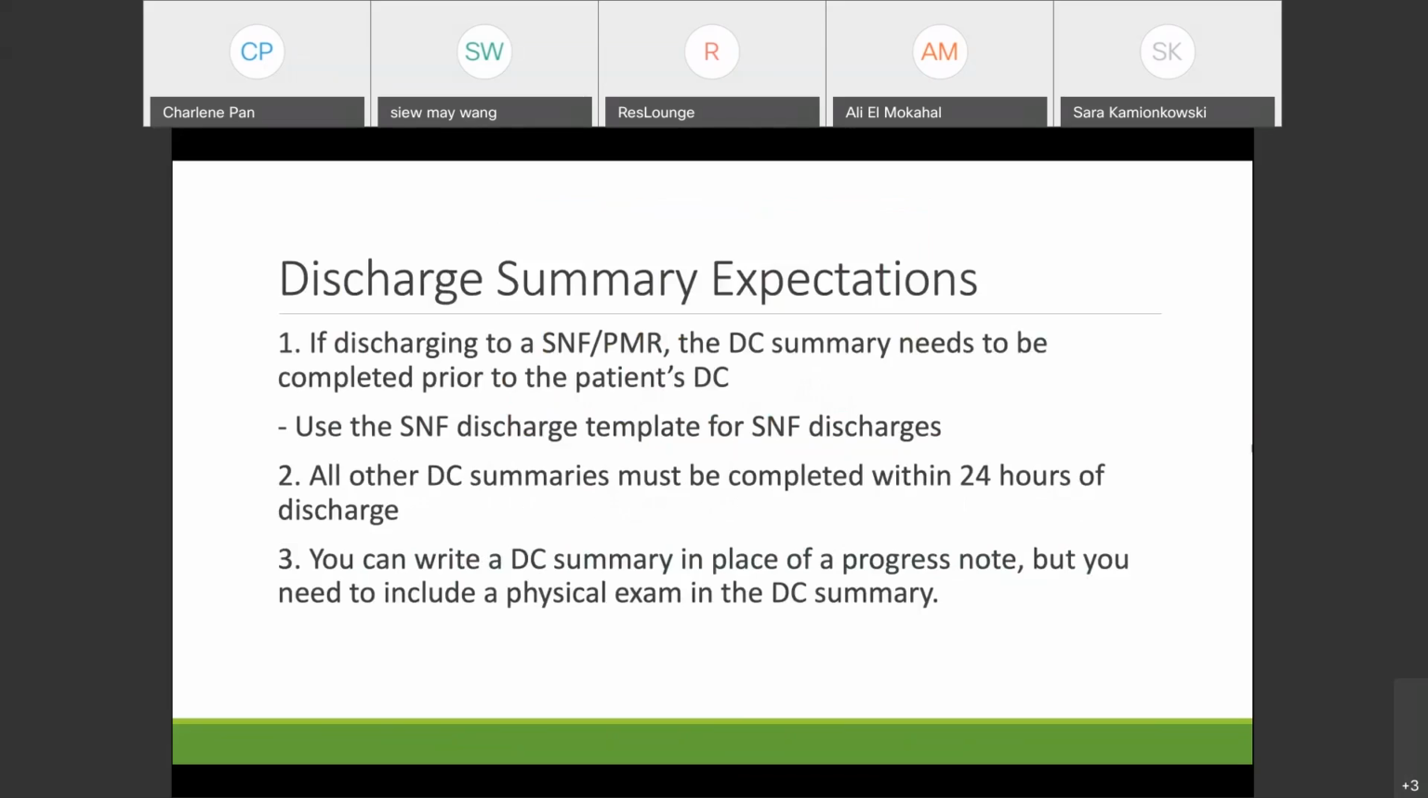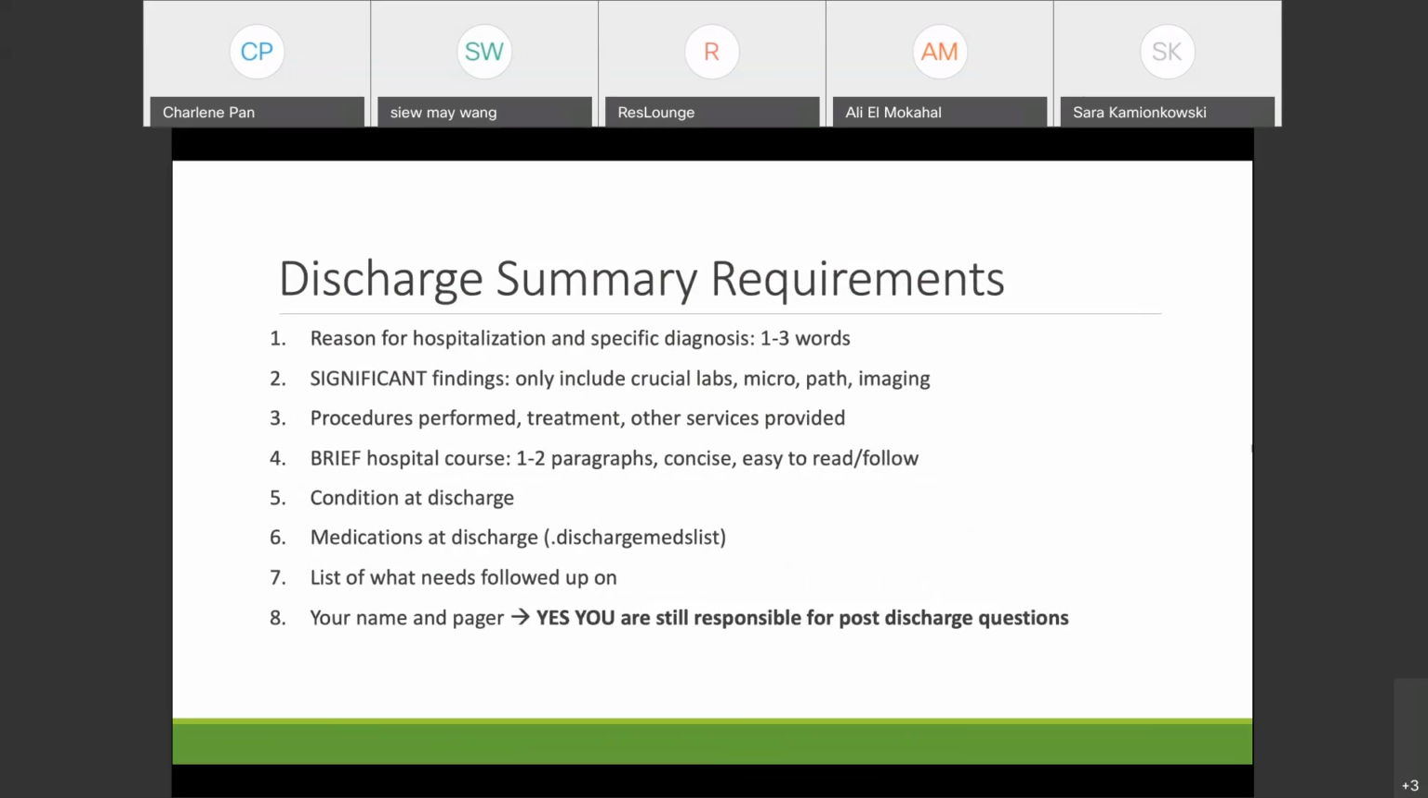But if it was someone who's here for 40 days in a really complicated course, don't do that; keep it organized and concise. Okay. So the discharge summary requirements, you guys hit on a lot of this. The first thing is you want to know why they were hospitalized. It should only be 1 to 3 words. So Mr. S, heart failure exacerbation, or acute decompensated HFrEF.